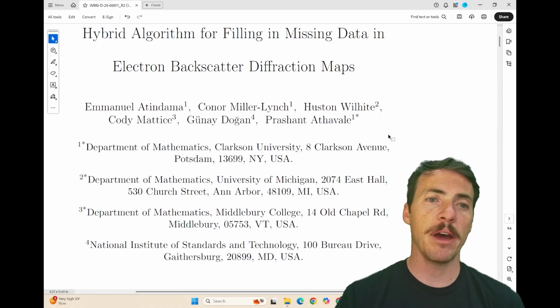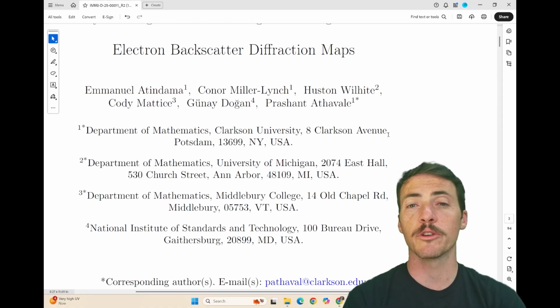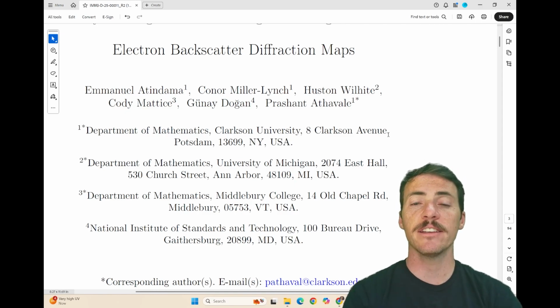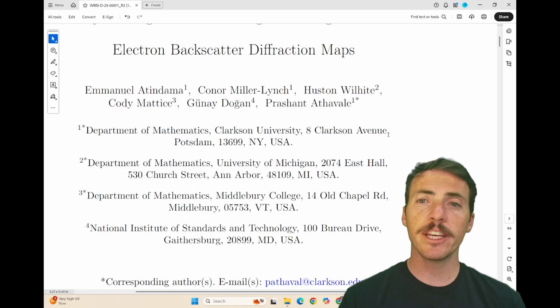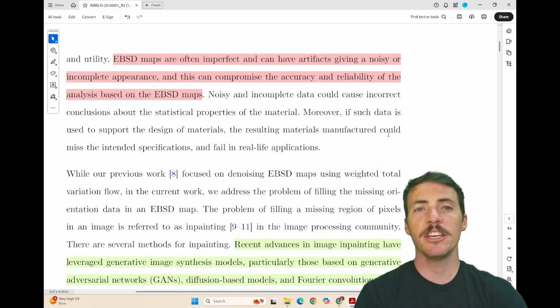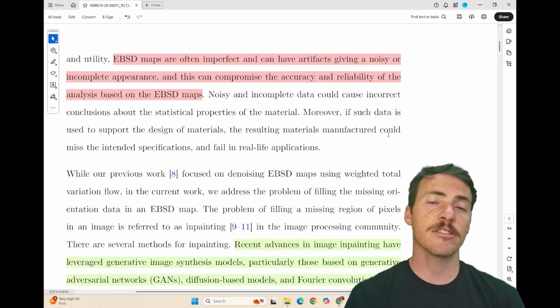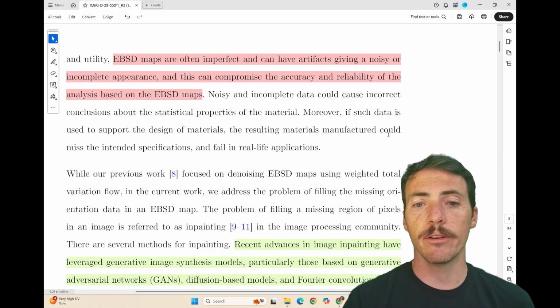And lead author Emmanuel Atindama at Clarkson University and co-authors, including corresponding author Prashant Athavale at NIST, have developed a tool for filling in some of that missing information. They first off point out that EBSD maps are imperfect. They are very prone to being noisy, or they can have an incomplete appearance, and this compromises our ability to get information out of them.